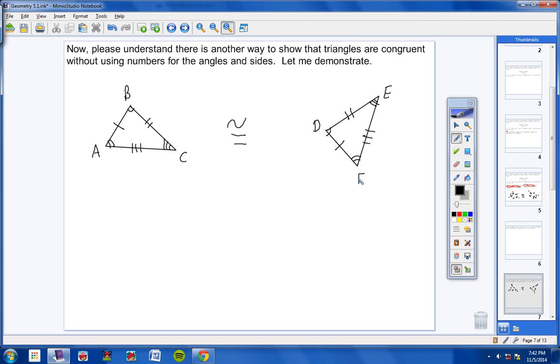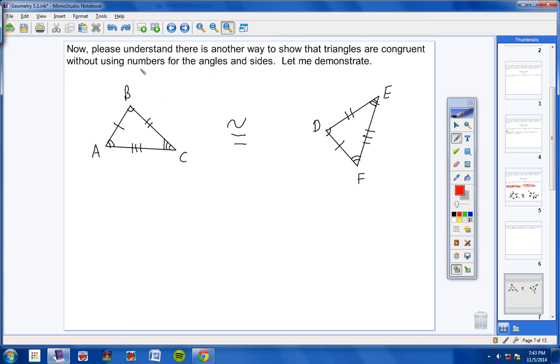Now notice something, students. Please look at this. Notice this angle here has 1 mark, and this angle here has 1 mark. That means they're congruent. Notice this angle here, A, has 2 marks, and this angle here, F, has 2 marks. That means A and F are congruent.